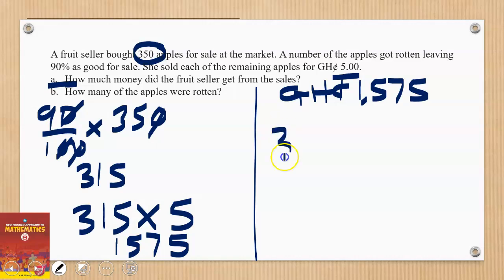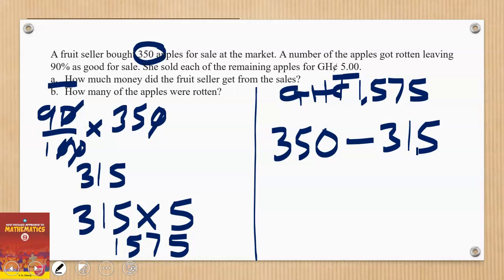How many of these apples were rotten? Okay, the total apples given was 350. We saw that the good ones were 315. So if you want to get the ones that got rotten, we just do simple subtraction here, and that becomes our answer. And so 350 minus 315 will just give us 35. So 35 apples got rotten. That is the question. So you can see here that we've done application of multiplication, we've done subtraction as well, and we've done percentages. Let's take another example and see.